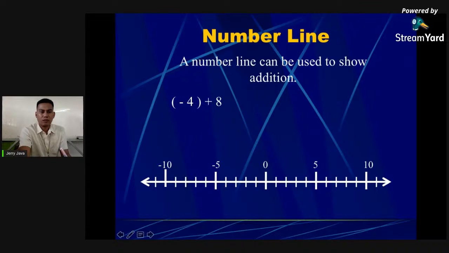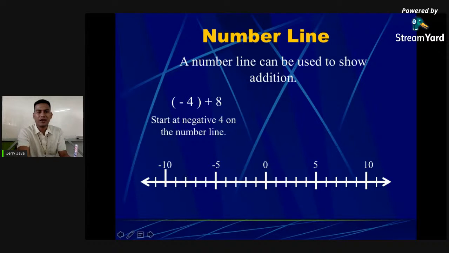Negative 4 plus 8. We start with 0, which is in the middle. What you're going to do is start at negative 4 on the number line. Where is negative 4 here? This is negative 5. At the left of 0 are the negative numbers, and at the right of 0 are the positive ones. Of course, 0 is the center or the middle.